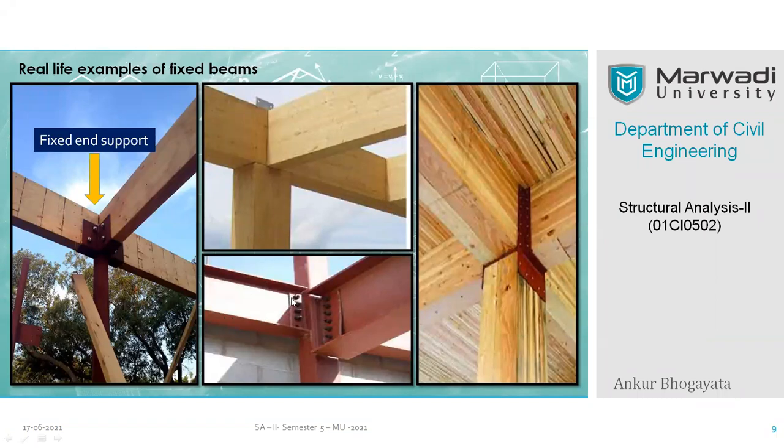Right? So you can expect that there is no horizontal displacement possible for either of these two beams, nor is vertical displacement possible, and this connection is capable of offering equal and opposite moment also. So that is how it qualifies to be called a fixed beam at the end.